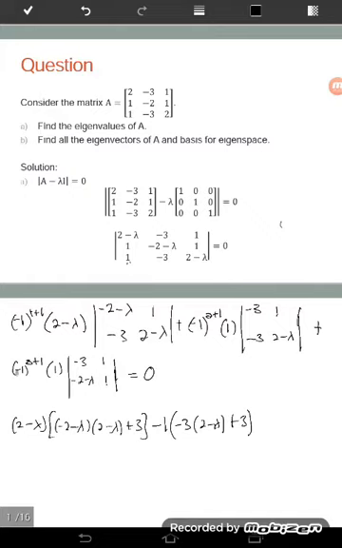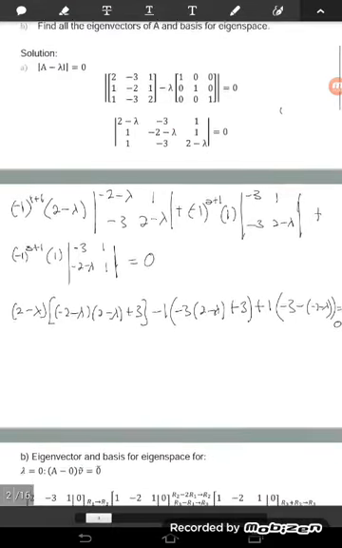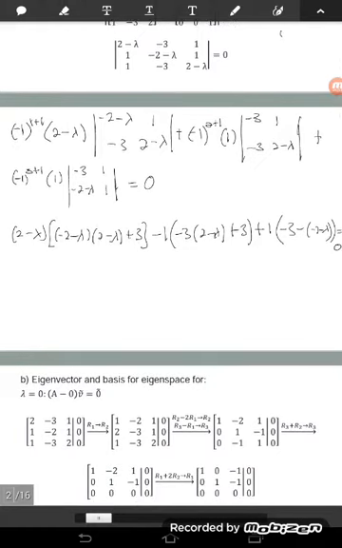And then plus, so this one, negative 1 power of 4 becomes positive. So times by 1, so positive 1, times with determinant of this one, so negative 3 times 1, negative 3, minus 1 times negative 2 minus lambda. Okay, so all of this one equal to 0.